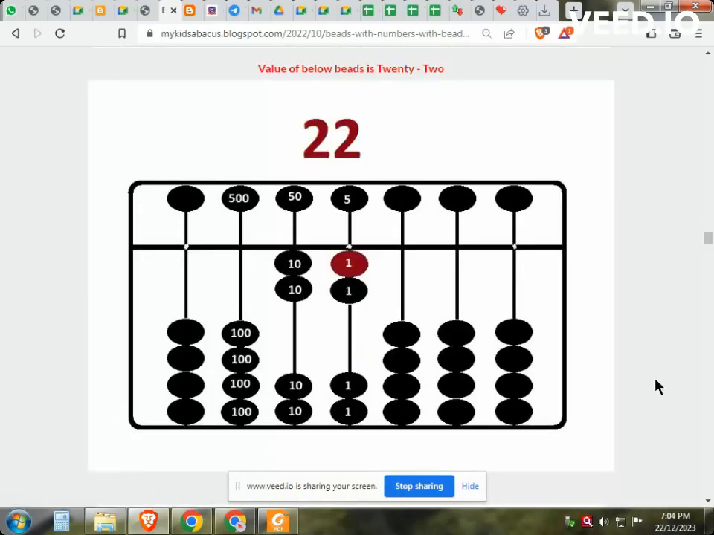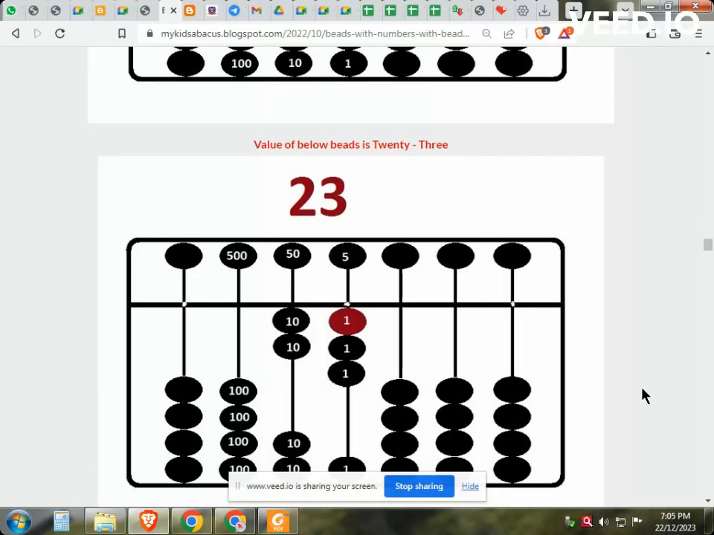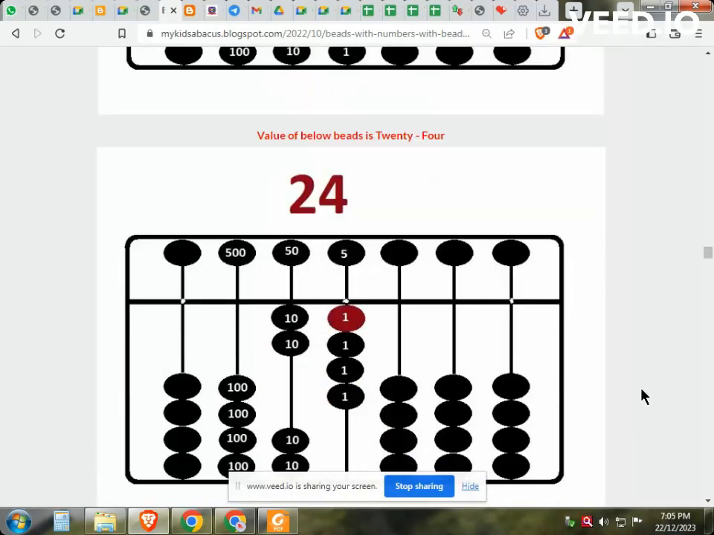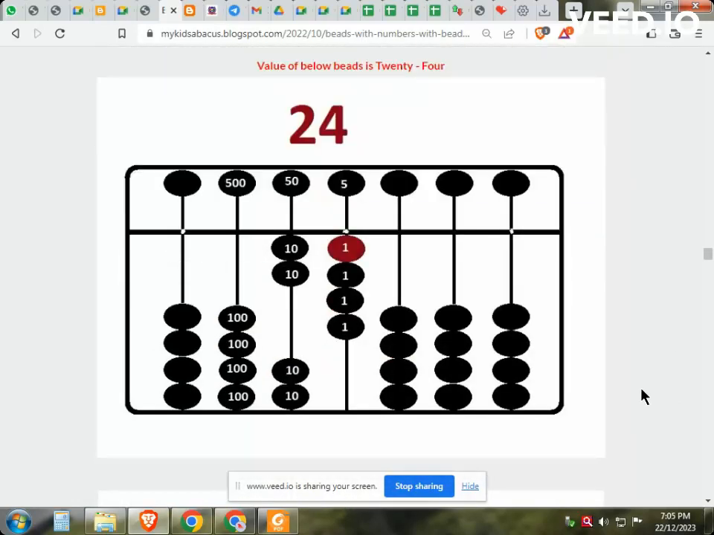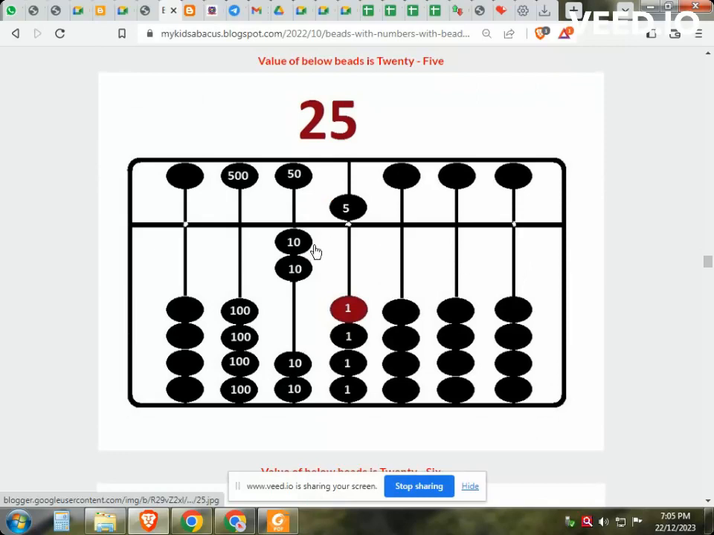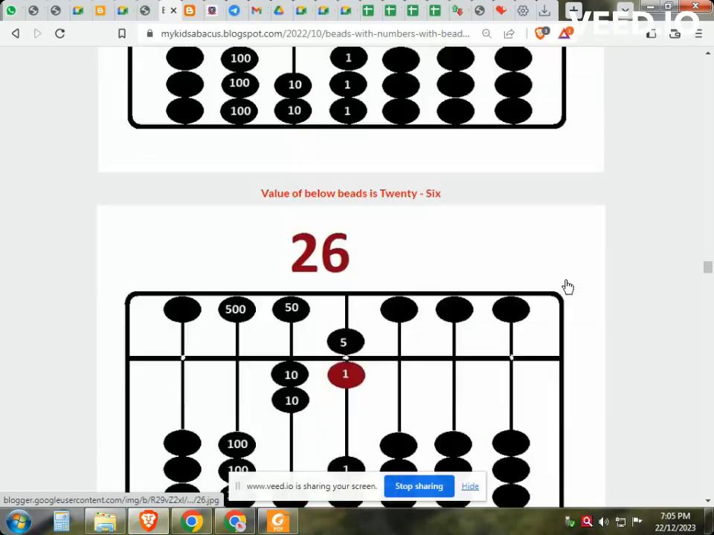We added 22 like this. We added 23 like this. We added 24 like this. 10 plus 10, 20. 1, 1, 1, 1, 4. 20 plus 4, 24. We added 25 like this. 10 plus 10, 20. 20 plus 5, 25.